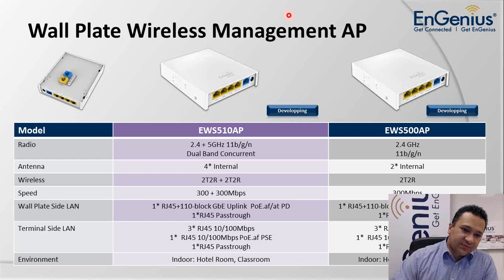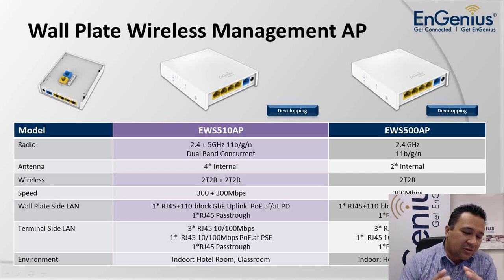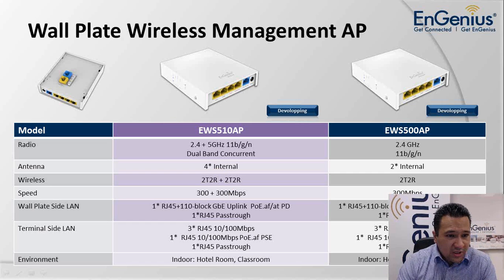We will have 2 models, 1 single band and 1 dual band solution, and it actually is just a square access point for installations in hotel rooms, in classrooms, and I'd like to mention here, it's a wall plate wireless management AP. Its function is to mount it on the wall on places where you have your Ethernet connection coming out of the wall. It will come with a special bracket that fits over it, and on the bottom of the device you can connect it to your network.